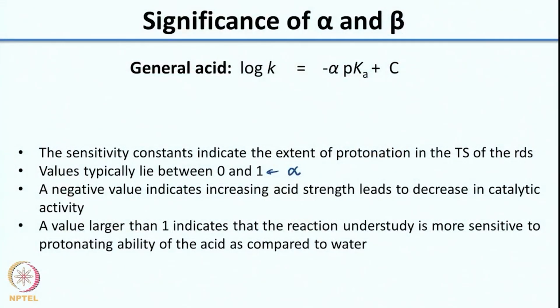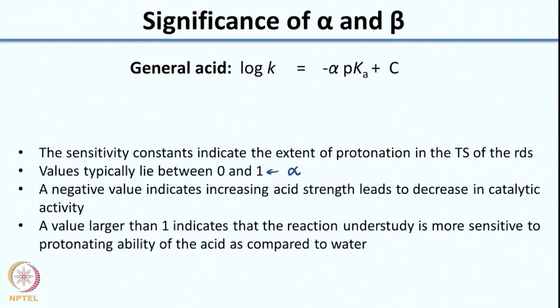Sometimes a negative value is seen. What a negative value indicates is that increasing the acid strength leads to a decrease in catalytic activity. This is usually not very common, but we look at an example so that it makes sense, because usually if the acid strength increases, the understanding is that its ability to protonate any other substrate will also increase proportionally, but a negative value indicates that that is not the case, and we look at an example so that it makes more sense to you.